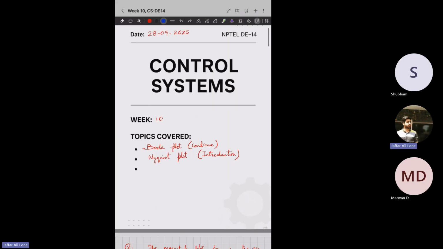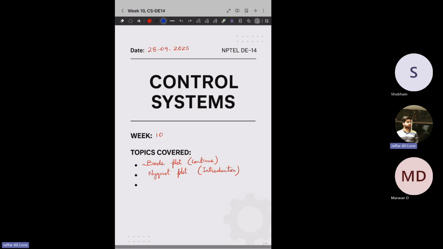So last week you continued the discussion on Bode plot and also had an introduction to Nyquist plot, right? In our session last week, we solved some problems on Bode plot: how to draw a Bode plot of a transfer function, and given a Bode plot, how you can get a transfer function from that plot. So this is what we did last week.